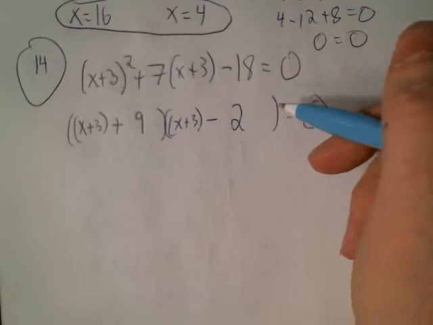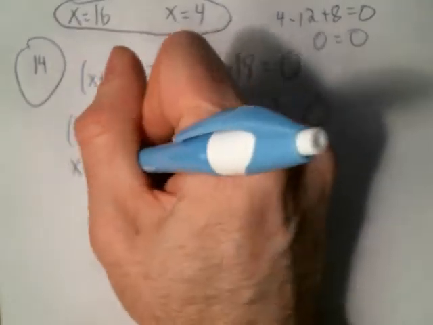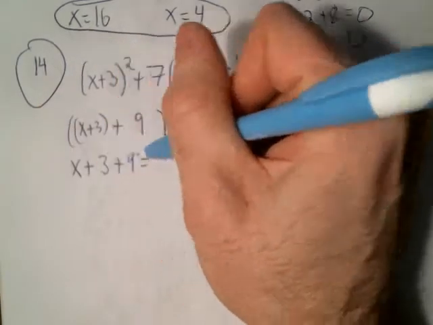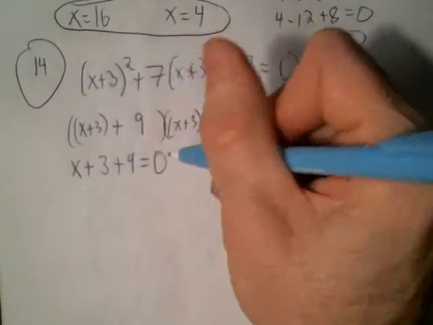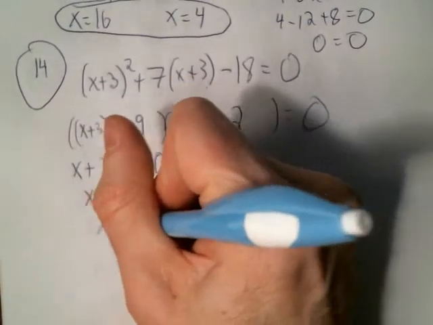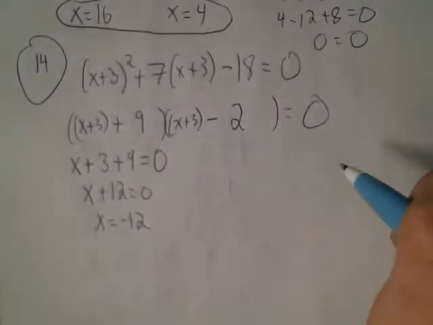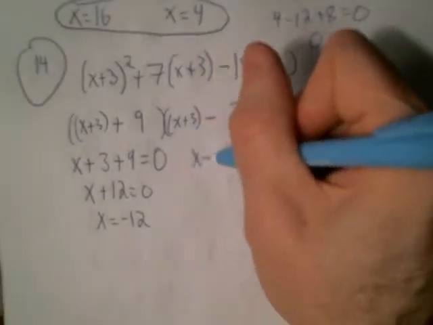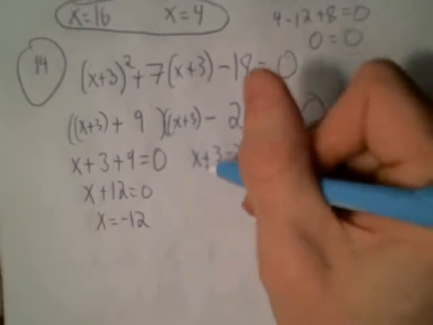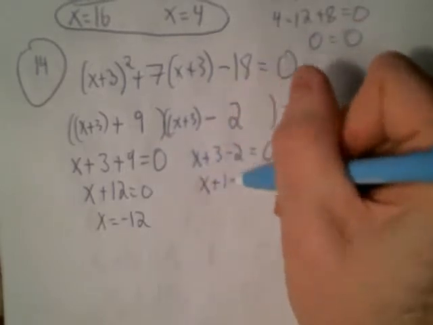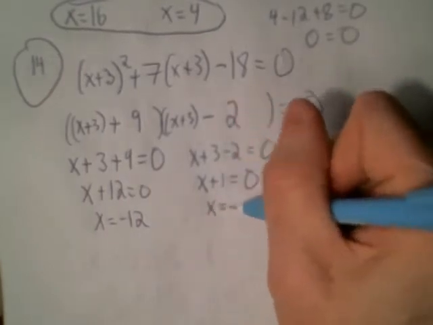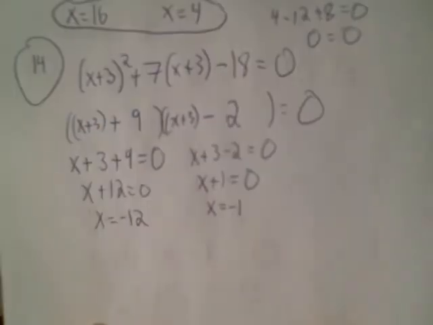And then we could set each equal to 0 and have our solution. So x plus 3 plus 9. The parentheses are not important. So we have x plus 12 is 0, and then x is negative 12. On this side, I have x plus 3 minus 2 is 0. 3 minus 2 is 1, so x plus 1 is 0. And then finally, x is negative 1. So those are our two solutions. We don't need to check them.